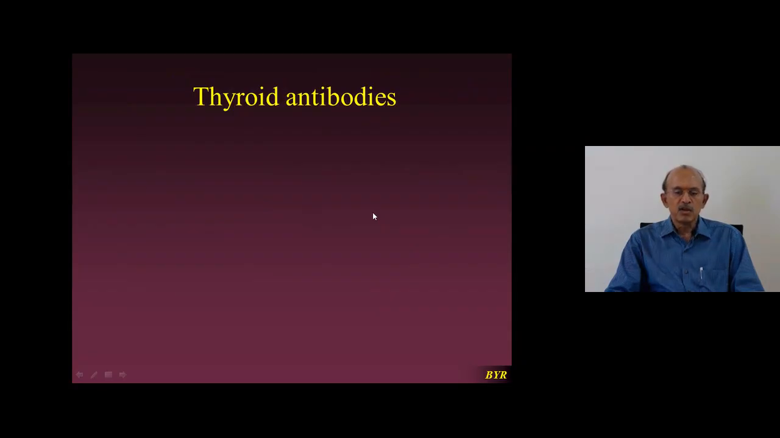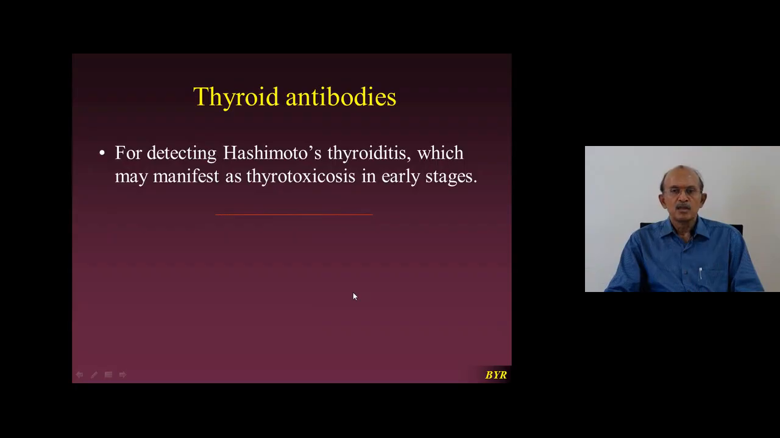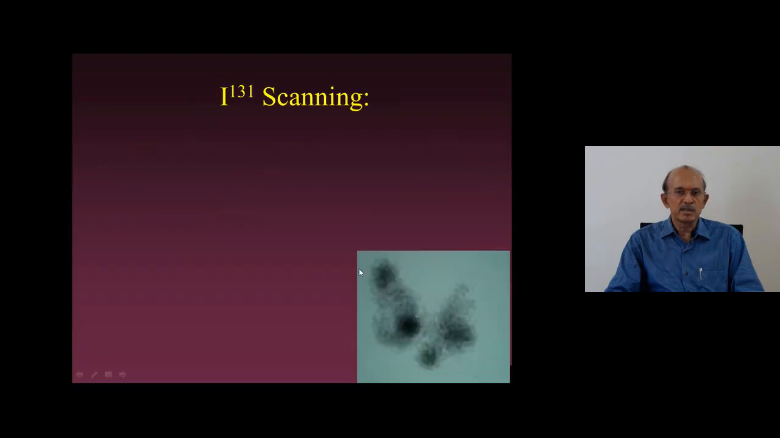The second investigation you have to do is the thyroid autoantibodies. This is not to detect the TSH-RAB, it is to detect Hashimoto's disease. Because in early stages of Hashimoto's disease, there will be thyrotoxicosis. So to exclude Hashimoto's disease, you have to do thyroid autoantibodies.